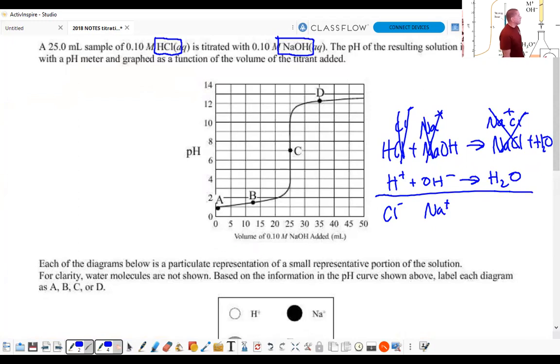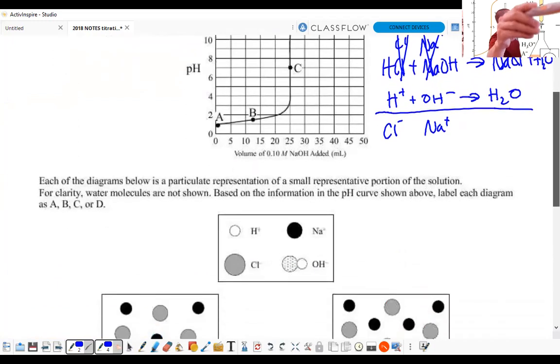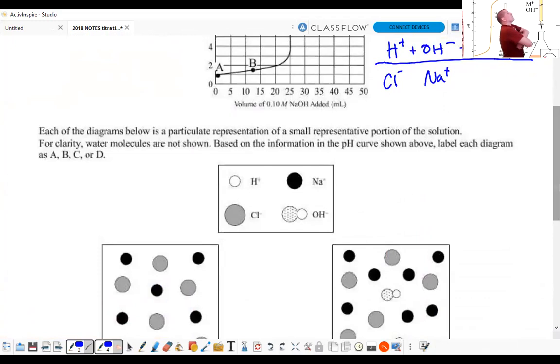There still are chloride ions, and there still are sodium ions. They're not going away. All right, so each of the diagrams below is a particulate representation of a small portion of the solution. So not the whole solution, but just parts of it. For clarity, the water molecules are not shown. Sometimes they are, sometimes they aren't. Something to remember with water.